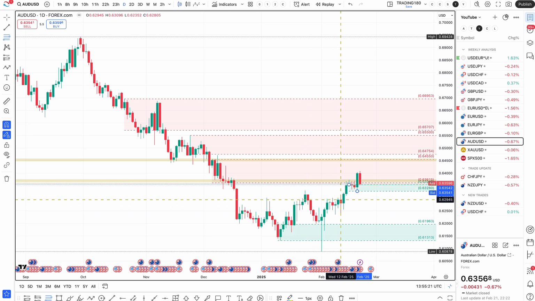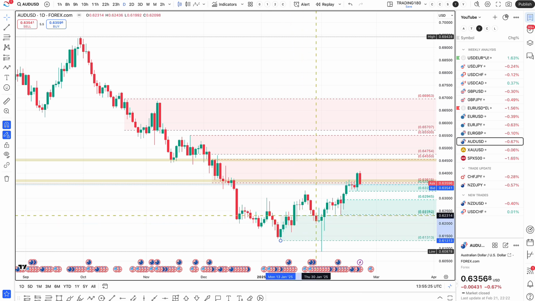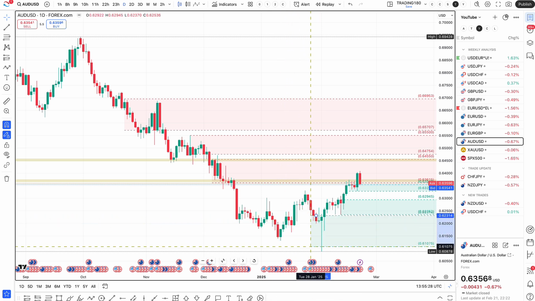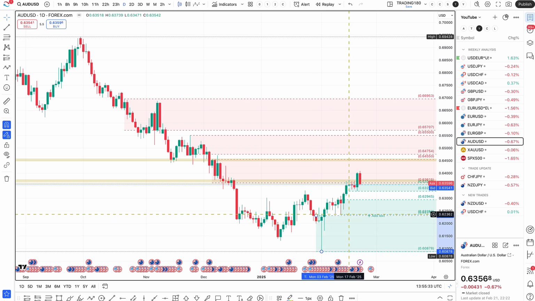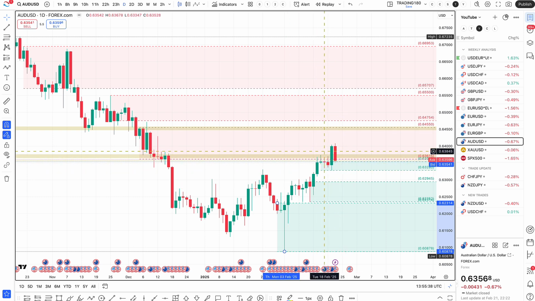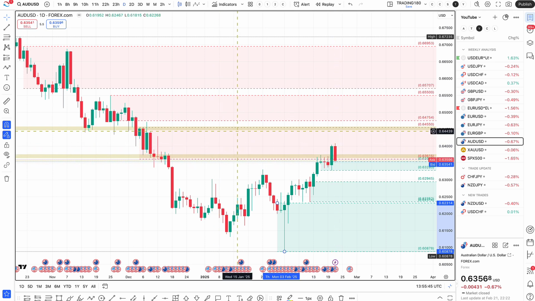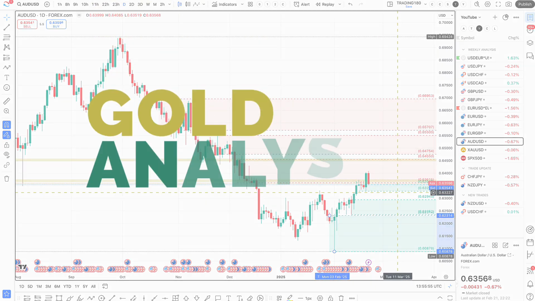So any pullbacks, you could look for buy trades around there if you are looking to buy the Australian dollar. But for me, I think the path of least resistance is still to the downside, buying the US dollar. On the balance of probabilities, I believe that Donald Trump is still going to continue to try to be a bit aggressive on those tariffs, and the US dollar should want to strengthen.